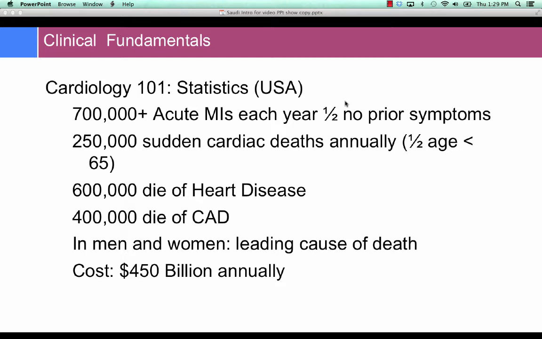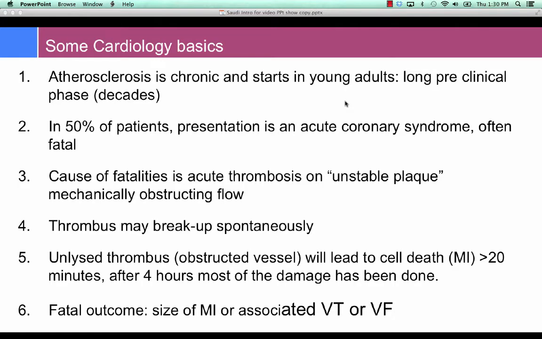Perhaps as many as 600,000 people every year die of one form of heart disease or another. It's a disease that affects both men and women and is in fact the leading cause of death in both sexes. The cost to the economy is tremendous, probably exceeding $500 billion when lost wages, lost productivity, and the cost of care of disease relating to coronary atherosclerosis are taken into account.